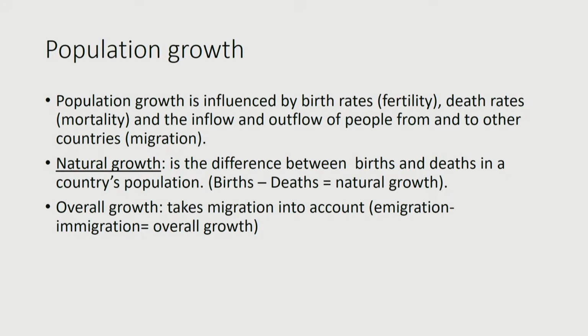Let's look at the population growth. It is very important that when we talk about population growth, we must understand what influences the population growth. So population growth is influenced by two things. Number one, by birth rates, in bracket fertility, which means the number of kids that are born, and the death rates, which is mortality, that is the number of people that die in a period of a year.